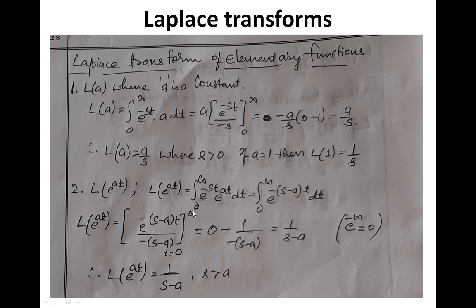Therefore, putting t equal to infinity, again e to the power minus infinity is 0, putting t equal to 0, that is 1, and minus 1 upon s minus a is the constant. Therefore, after simplification, it will be 1 upon s minus a. Therefore, L of e to the power at is equal to 1 upon s minus a. Okay, can I put one condition here?